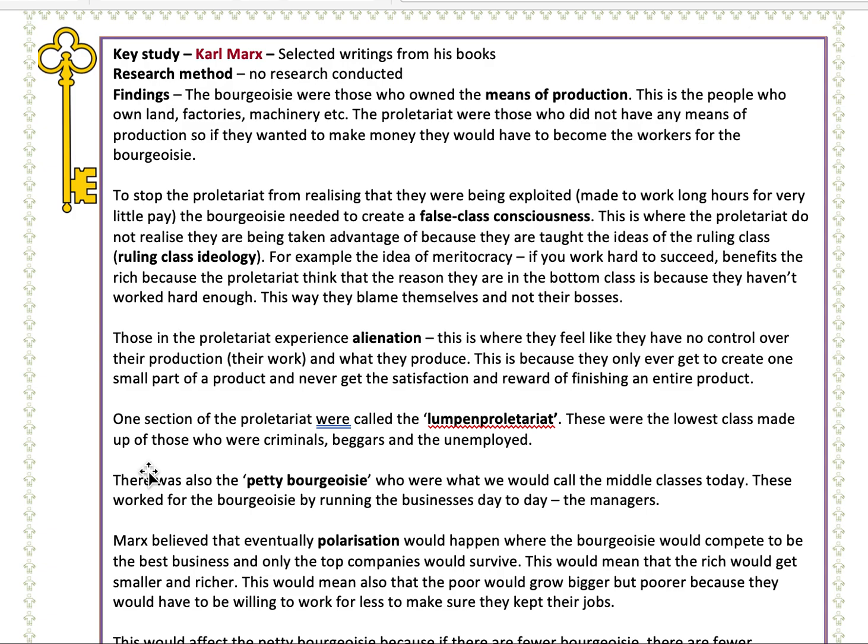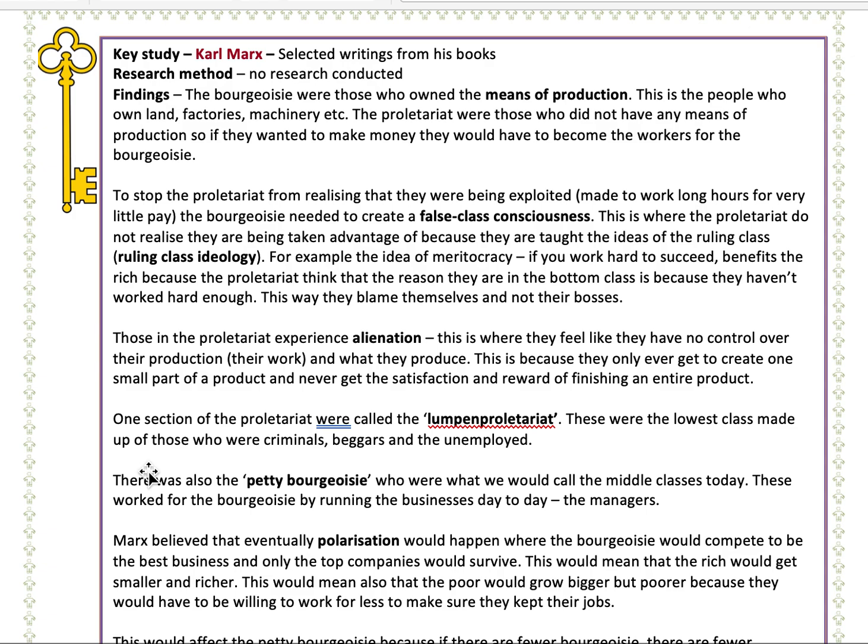So the proletariat had to work long hours and only received a small amount of pay. And in order to get the proletariat to continue working for such small pay in return for hard labour, the bourgeoisie had to create a false class consciousness. So this was the idea that they had to believe that this system was fair, or they were benefiting in some way from the system, or they would refuse to work, they would go on strike, they would advocate a communist revolution.